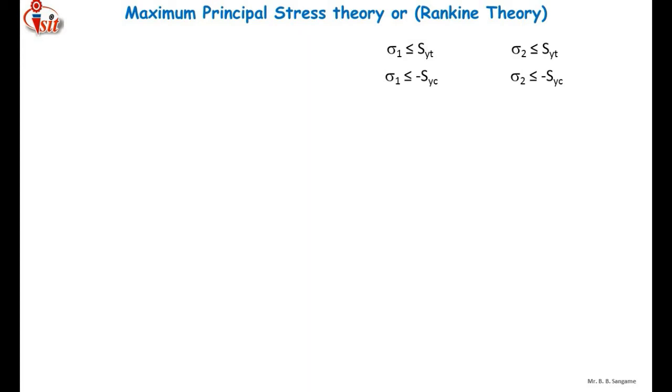So let us plot the region of safety. For that, I am going to draw a horizontal axis on which I am going to plot the maximum principal stress, that is sigma 1.